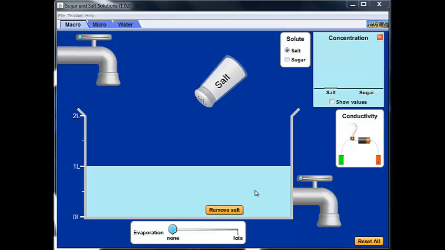Hi, today we're going to help you explore PhET's interactive simulation called Sugar and Salt Solutions to learn about intermolecular forces and what happens when different types of compounds dissolve in water. We can begin at the macroscopic level here. This is what we see with our eyes.